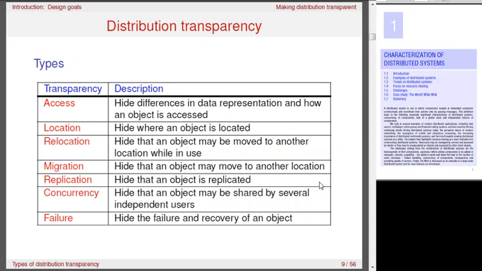Failure transparency. We want the distributed system to hide the failure and to recover the objects.